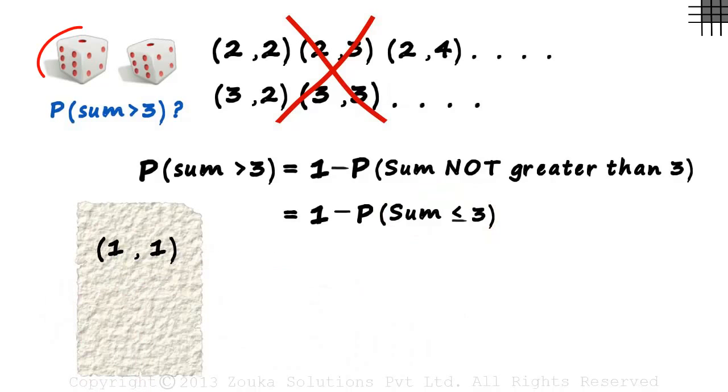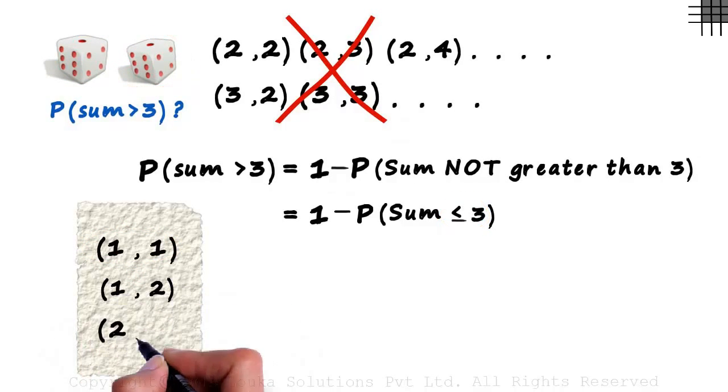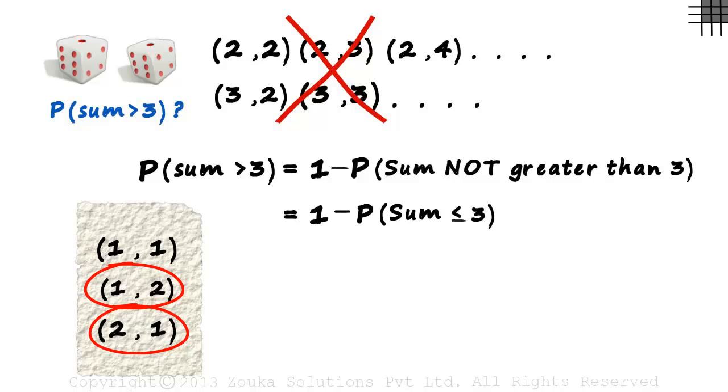1 and a 1, 1 on D1 and 1 on D2. Sum is 2, which is less than 3. 1 and a 2 and 2 and a 1. These 2 cases are when the sum equals 3. Now you know why we did this? The possibilities in this case are way lesser as compared to the ones in the previous case.